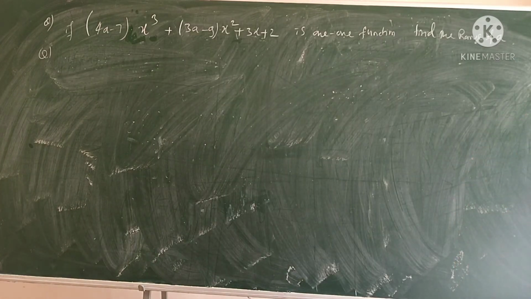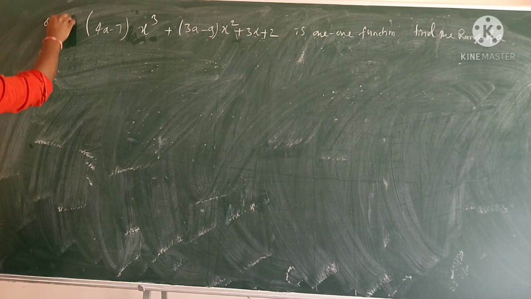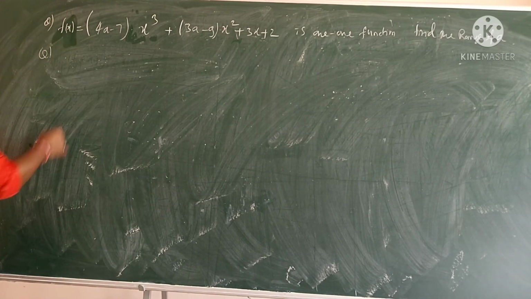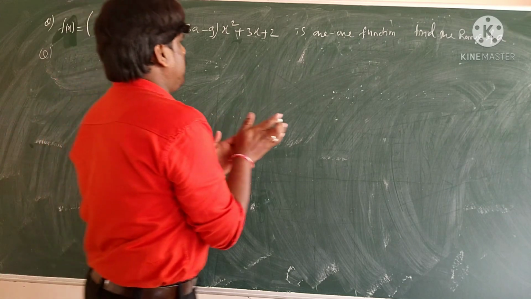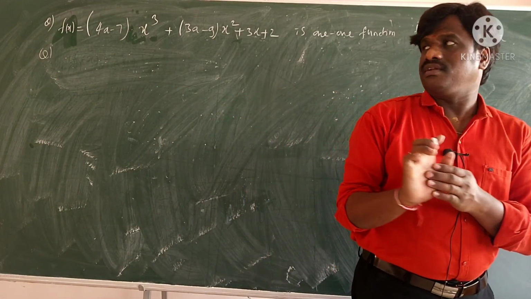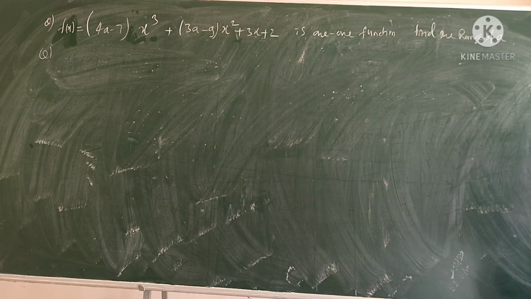Let us take f of x is equal to (4a minus 7)x cube plus (3a minus 9)x square plus 3x plus 2 is a one-one function. Find the range of a. How do we find such questions? We take f of x, and you know the one-one function condition is what? You have to find f dash of x. Either you take f dash of x greater than 0 or less than 0, so it will be a one-one function.